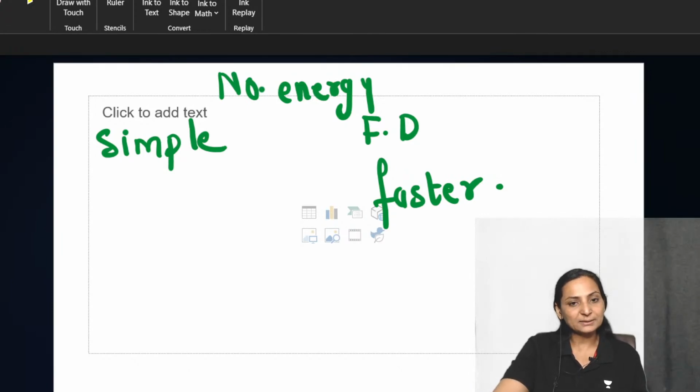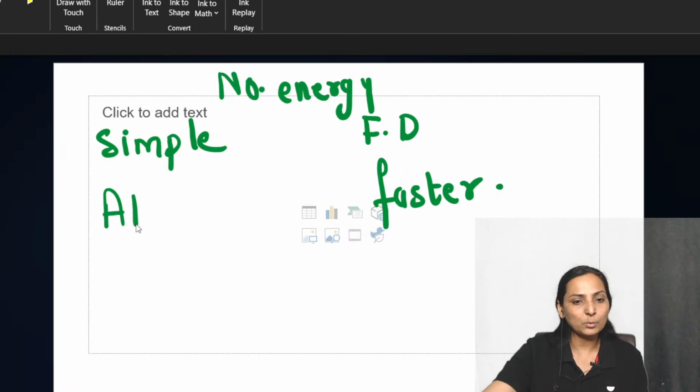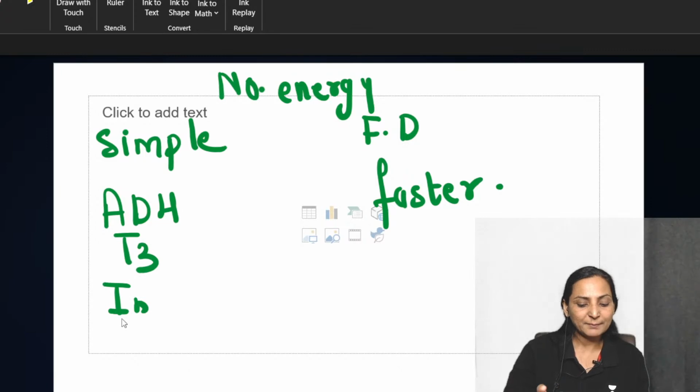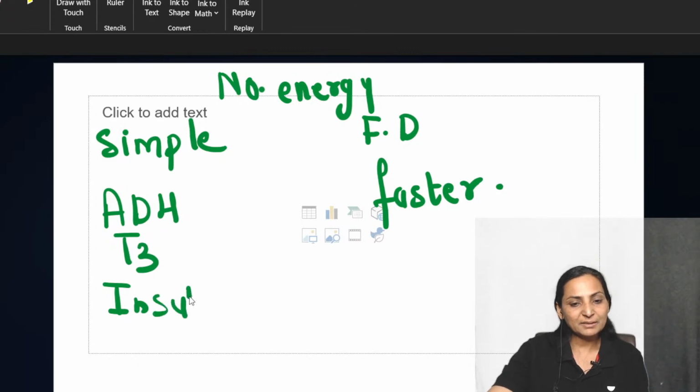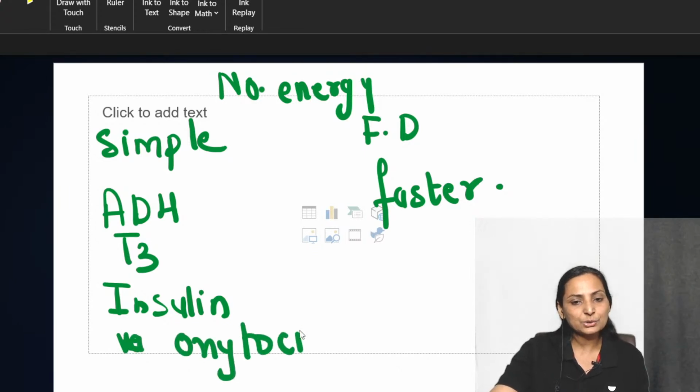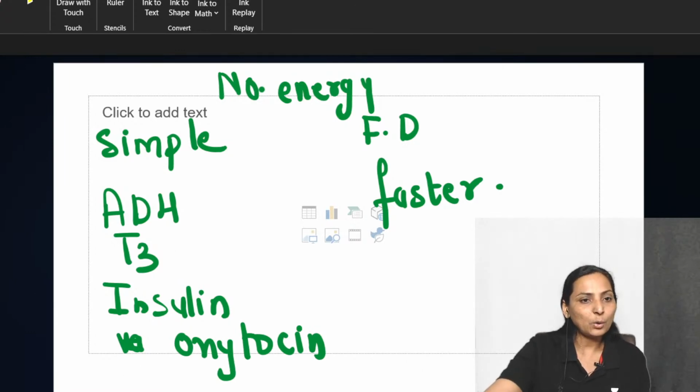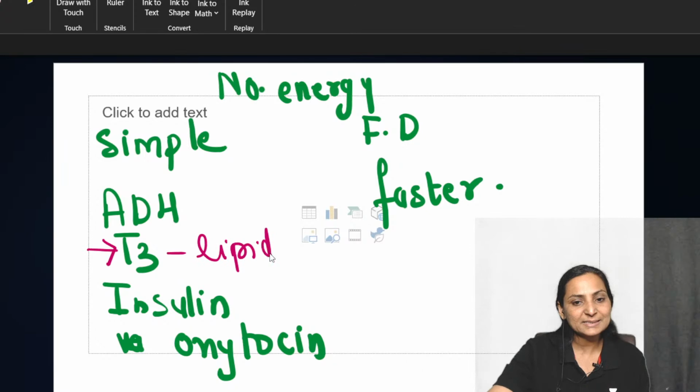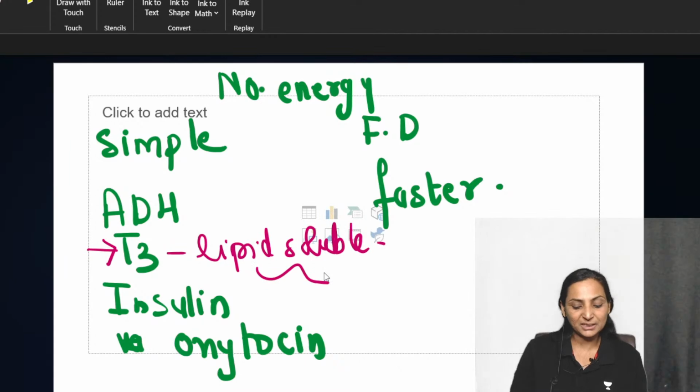You may also get another MCQ. For example, I may give you different hormones: ADH, T3, insulin, or suppose oxytocin. And I may ask you which of the following hormones shows simple diffusion. Again, the hormone that shows simple diffusion will be T3, because T3 is lipid soluble. So remember that this question with general physiology is very, very important, right?